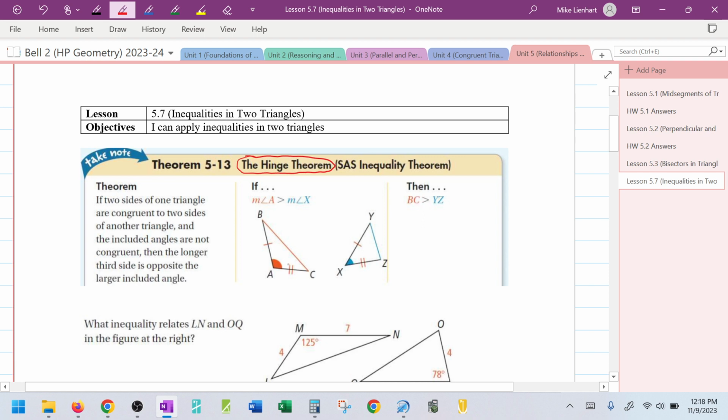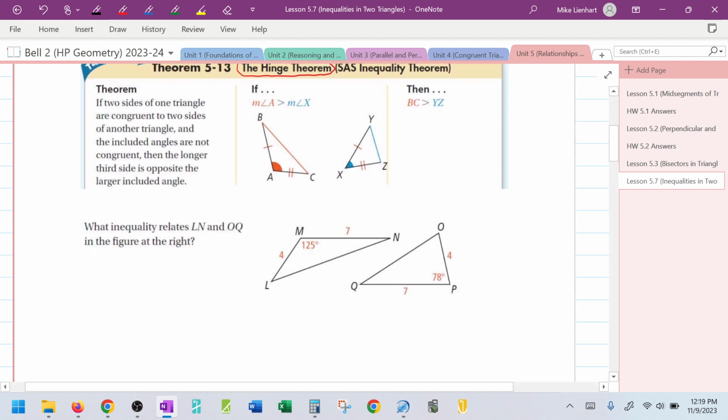Now, if that occurs, what Hinge tells us is the bigger angle of the two, between A and X in this picture, will tell us which opposite side will be bigger. So if angle A is greater than angle X, then we know that BC will be greater than YZ. This is known as Hinge. Think of it like a door hinge. The wider that you open the angle at the door's hinge, the wider the door is open. It's another way to think about it.